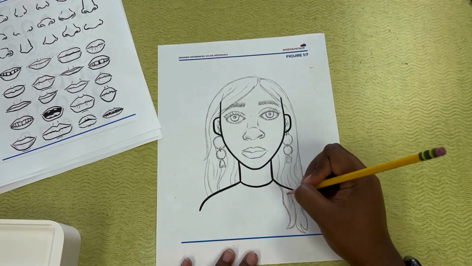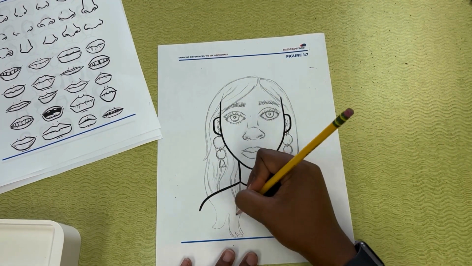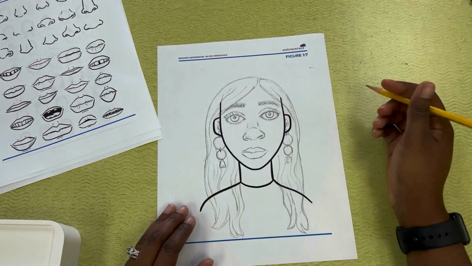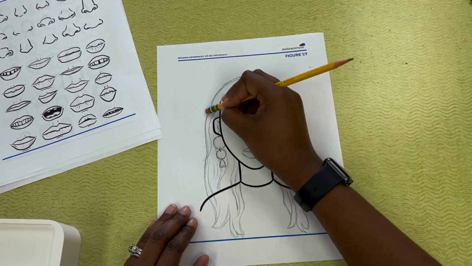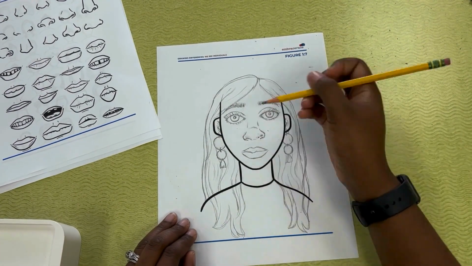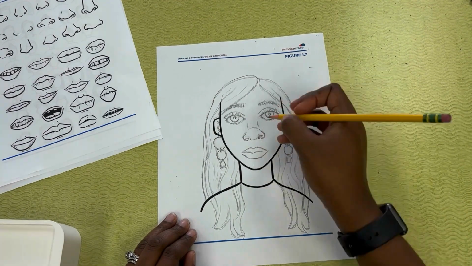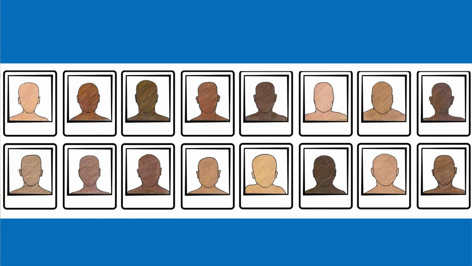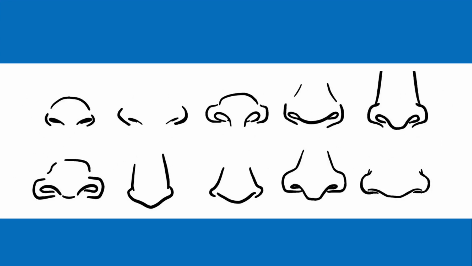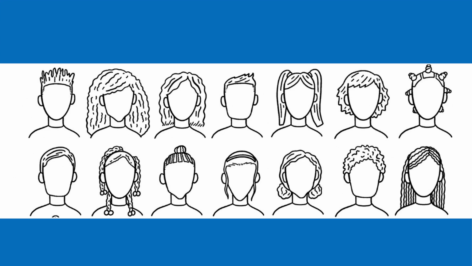The reason we look different from one another has to do with what genes we got from our ancestors and in what combination. Our ancestors passed down genes from different traits through the generations. Traits like our skin color, the shape of our eyes, the shape of our face, the shape of our nose, and even the texture of our hair.